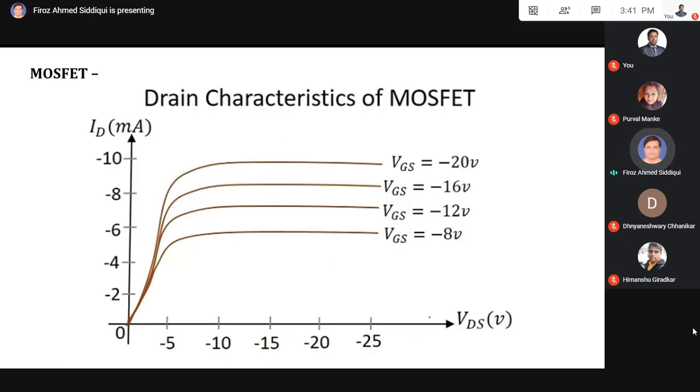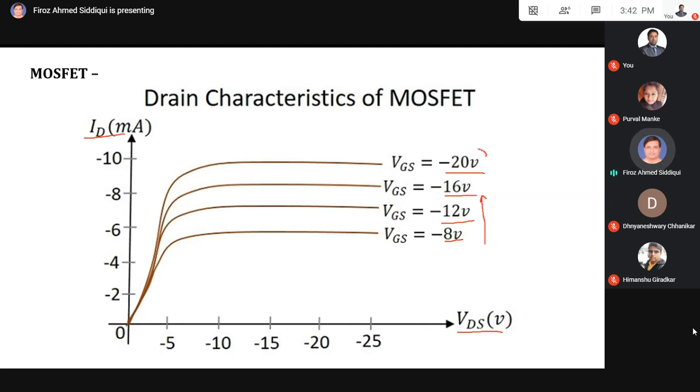This is the drain characteristic of MOSFET. It is between the drain current ID, which is in milliamperes, and the drain to source voltage VDS. So जैसे जैसे आप गेट वोल्टेज, नेगेटिव गेट वोल्टेज इंक्रीज करते जा रहे हैं, पहले -8 था, फिर -12, फिर -16, -20, वैसे वैसे ये ID इंक्रीज होते जा रहा है ना. पहले -2 था नेगेटिव डायरेक्शन में, -4, -6, -8 and so on.